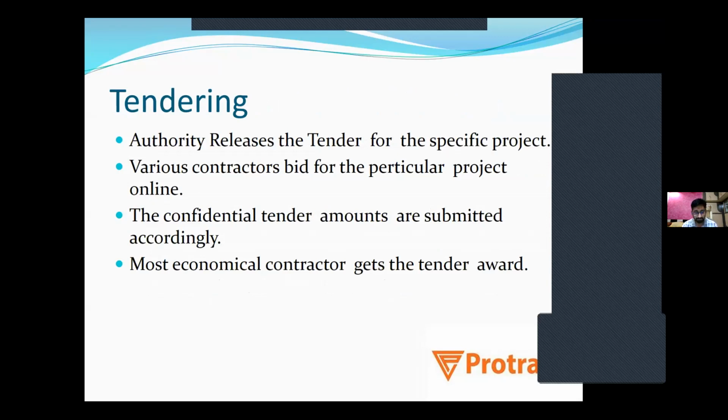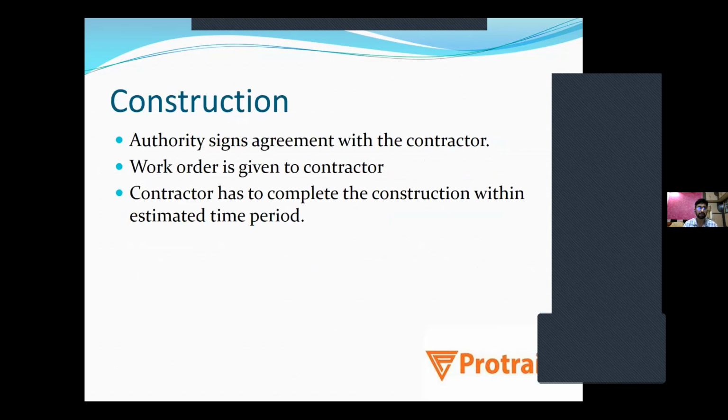And after that, what happens? The most economical contractor gets the tender award. So in this way, if there are 10 companies and the project cost is 100 crores, many companies can quote below 100 crores and they can quote above 100 crores. So the lowest bidder, if it is 90 crores, then that bidder gets the award to construct that project. So in this way, tendering works.